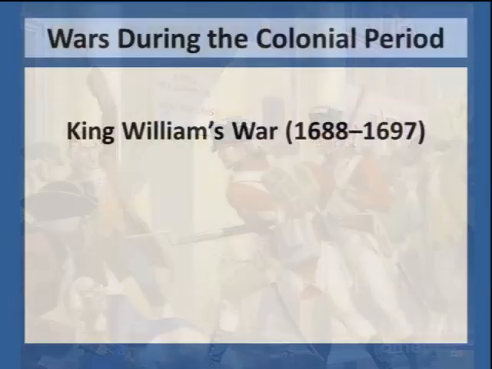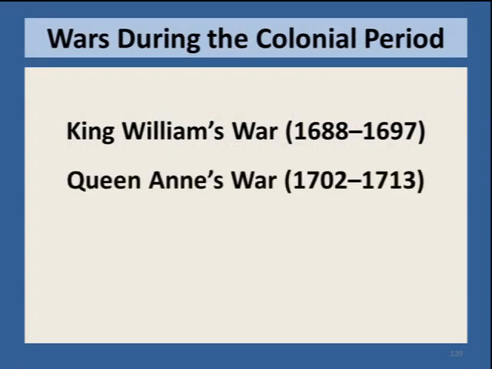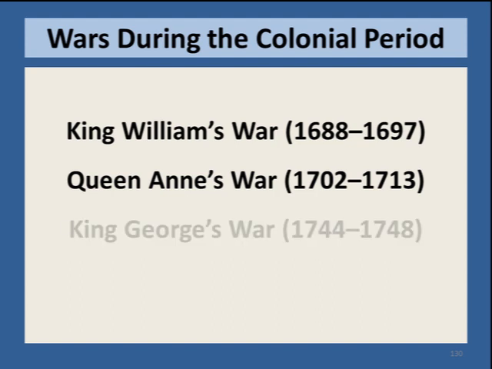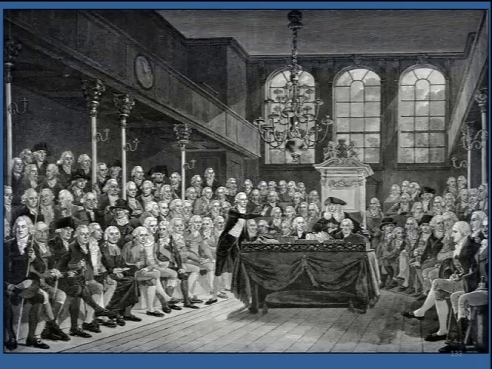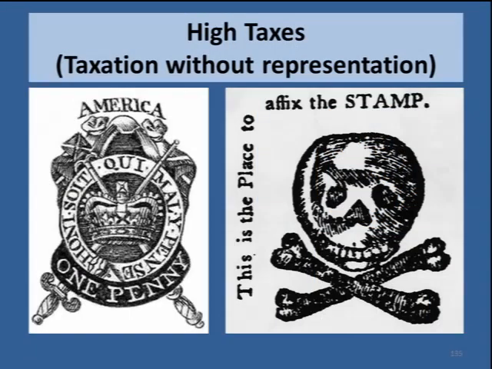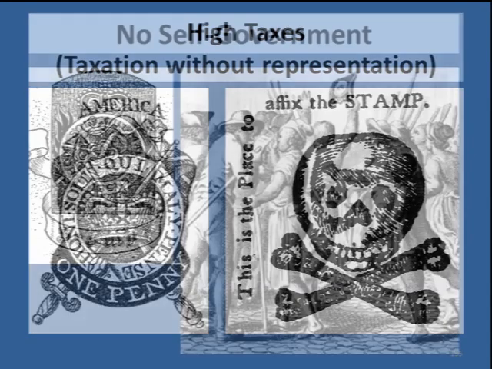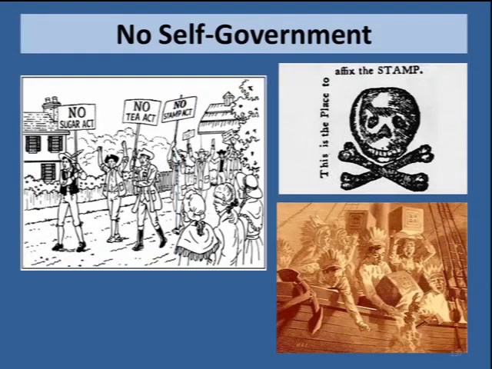During the colonial period, there were a series of wars between Great Britain and France. The wars were fought in both Europe and North America. To help pay for these wars, Great Britain increased taxes on the colonists. However, since the American colonists had no representation in Parliament, they complained that this was taxation without representation, and therefore unfair. The colonists wanted self-government and more control over their own laws and basic rights.